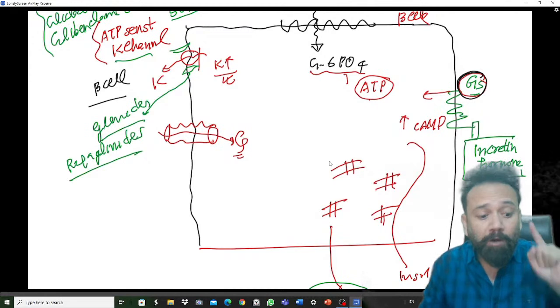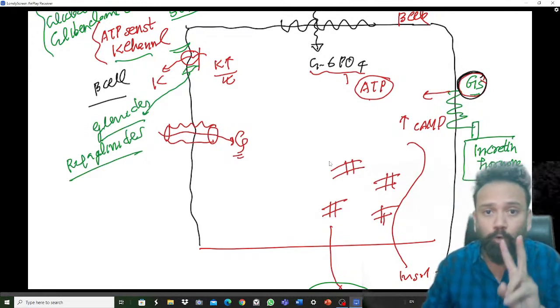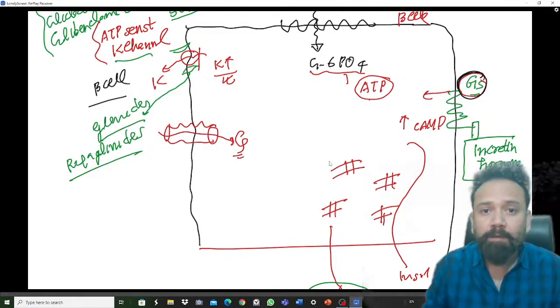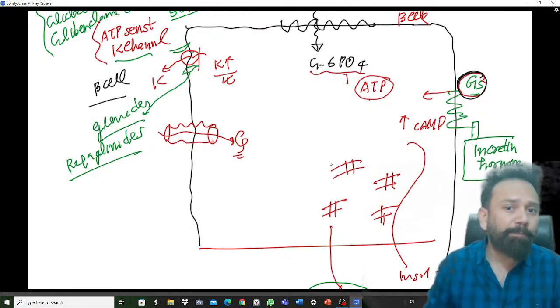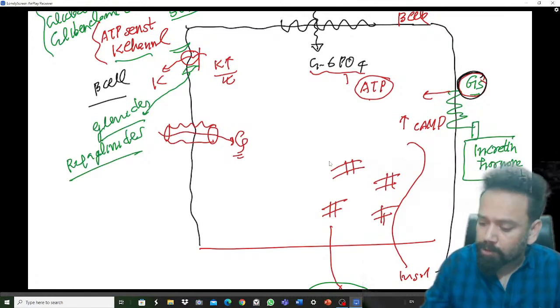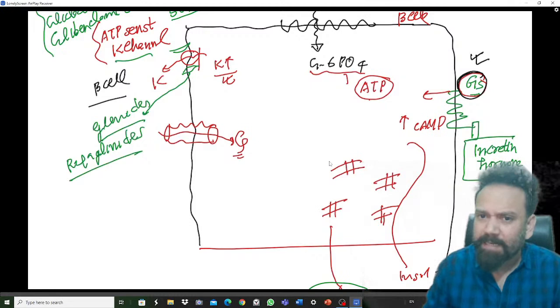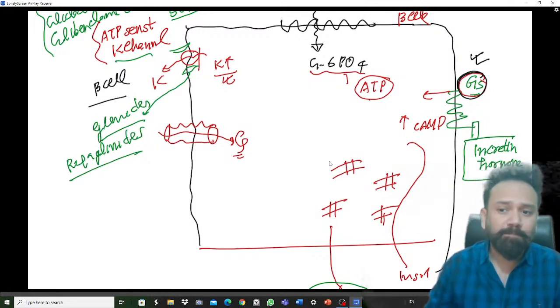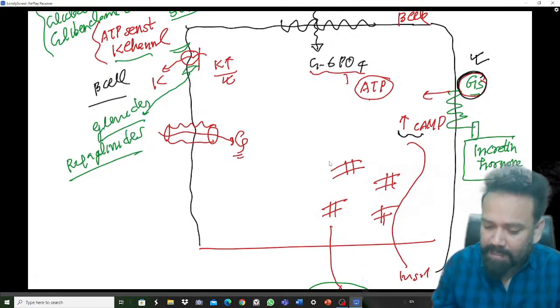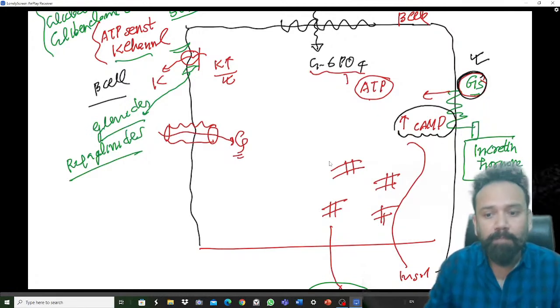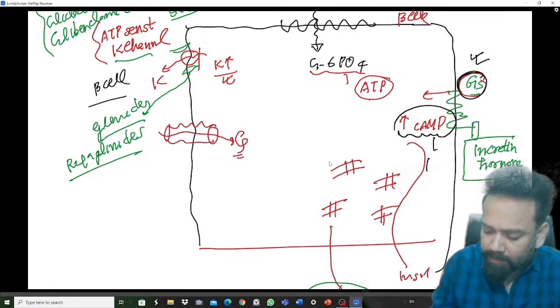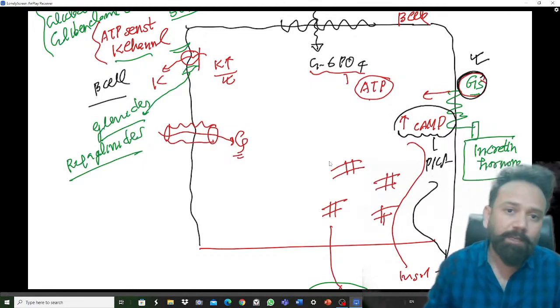For which hormone? For incretin hormones, there are two. One is GIP from K cells, the other is GLP from L cells. So GIP and GLP are both incretin hormones acting on the beta cell G protein coupled receptor, and because they are G stimulatory, they will increase cyclic AMP. They will cause activation of protein kinase A, which causes release of this insulin.